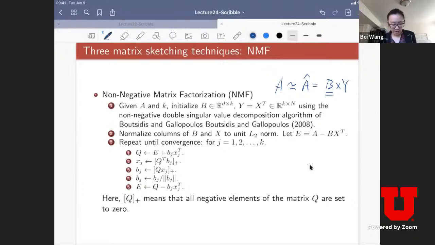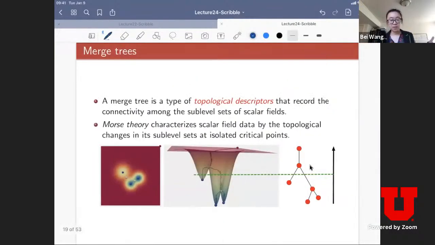It's called non-negative because I want to make sure that the matrices I factor out are non-negative. There's a reason for it, and it will be clear later why: I translate each input merge tree into a vector where the vector encodes pairwise distances. Pairwise distances are usually non-negative in a graph. A merge tree is something you have seen before, right? This is a topological descriptor that records the connectivity among the sublevel sets of a scalar field, and it's related to Morse theory and so on.